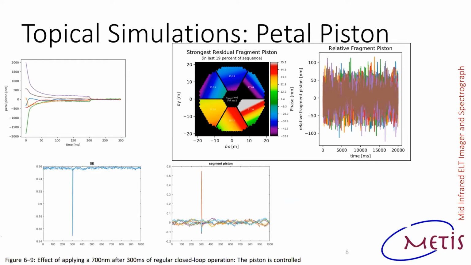Then there was an experiment where we deliberately put some pedal piston in the beginning of the loop. You can see this on the top left and how it evolves. Another experiment shown on the bottom is if you suddenly apply something like 700 nanometers in closed loop, and you can see that the system easily does away with such a disturbance.